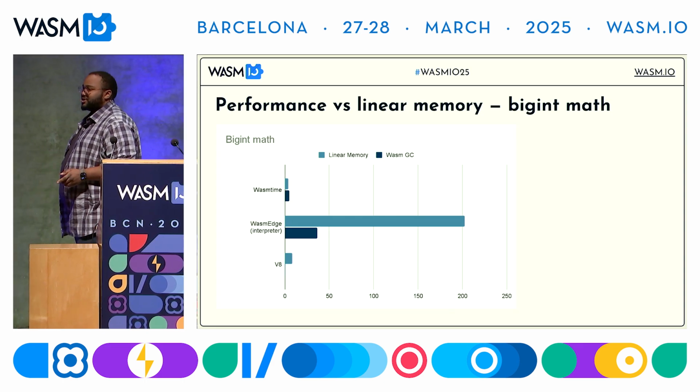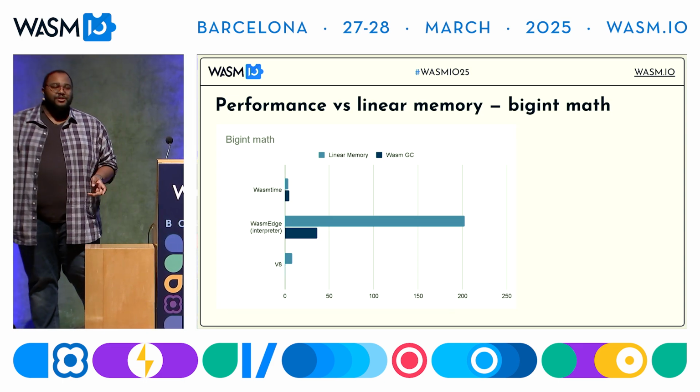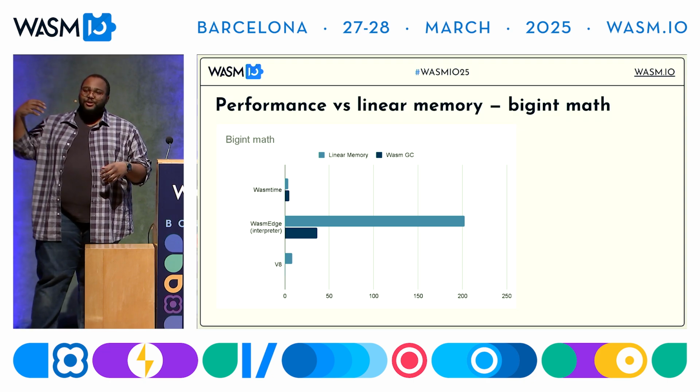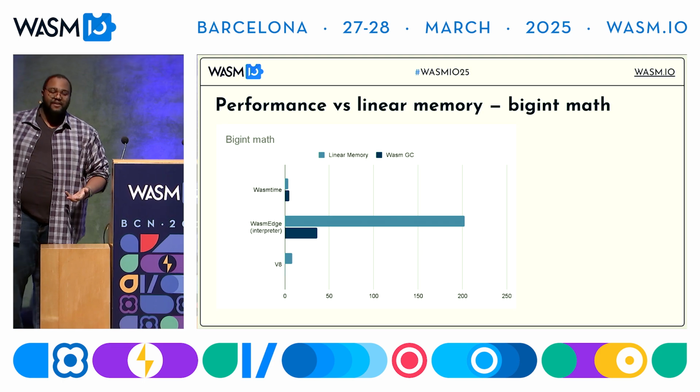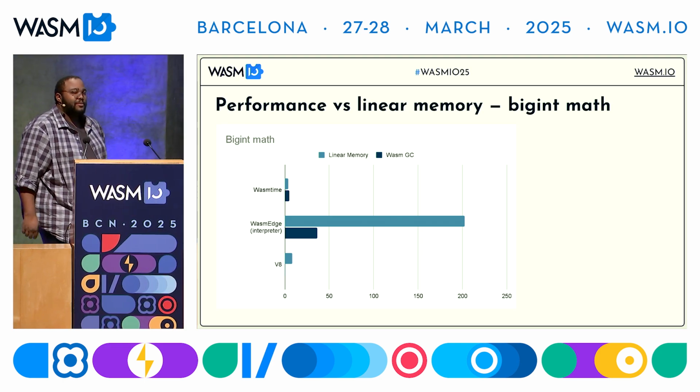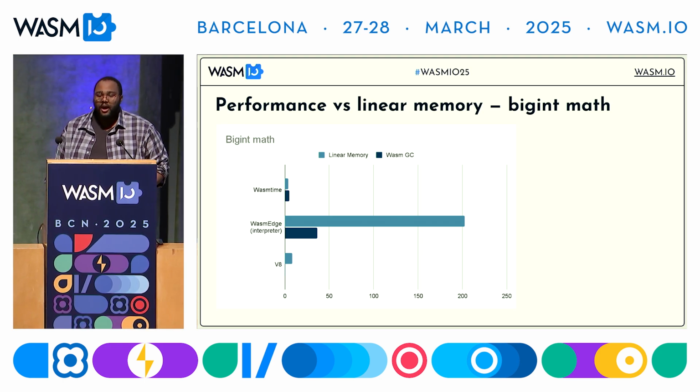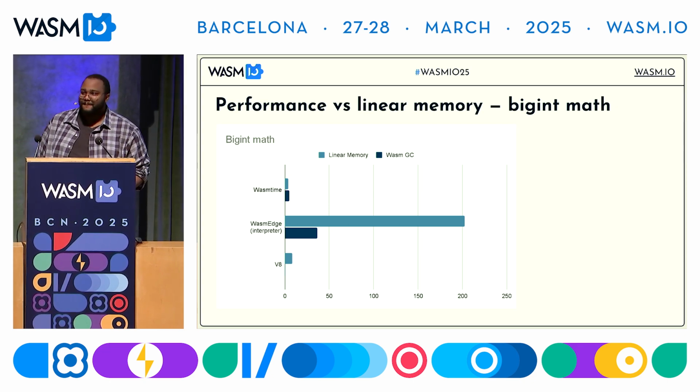Next test I did was doing some bigint math. So this was, okay, do 10 million bigint additions, and that allocates a new bigint every single time. Same thing with Wasm time, got a little bit slower. Wasm Edge, similarly, we see that like 5x speed up.